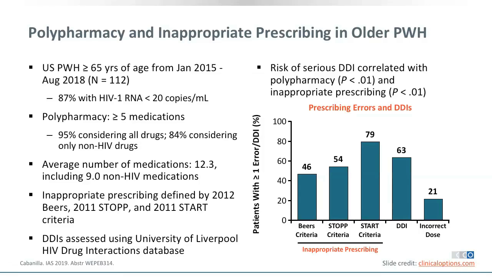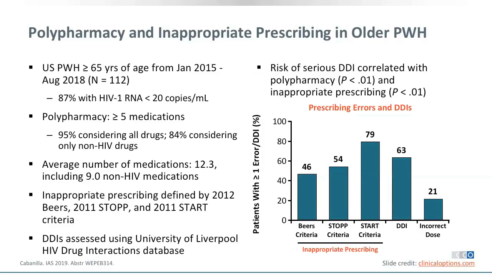People with more than 65 years, more than 100 people, and they define polypharmacy as 5 or more than 5 medications at the same time. They considered all the drugs that patients were taking, and usually most of the people met the definition of polypharmacy. The median number of medications, overall drugs, was 12, including 9 non-HIV medications. They used 3 scores: the BEERS criteria, the STOPP criteria, and the START criteria.